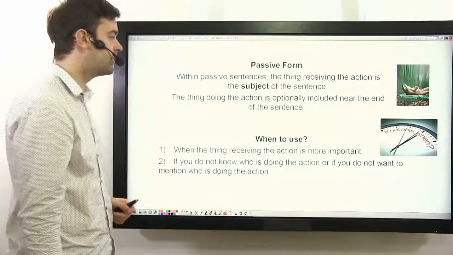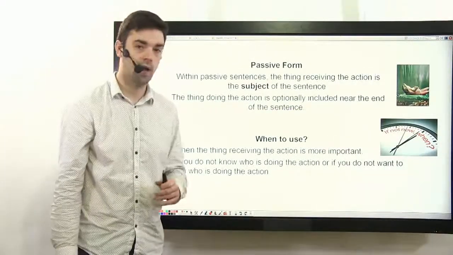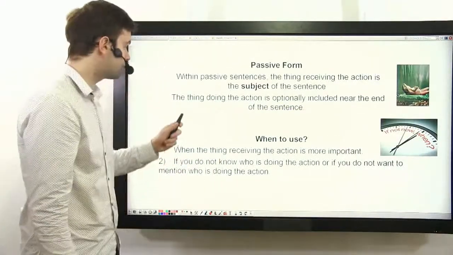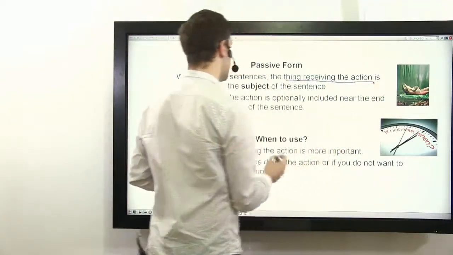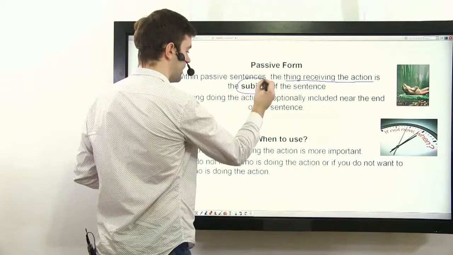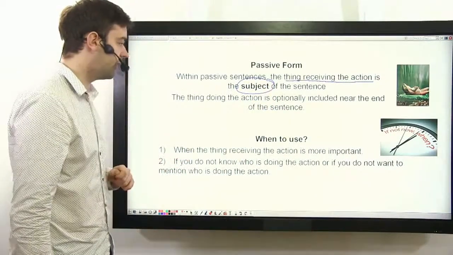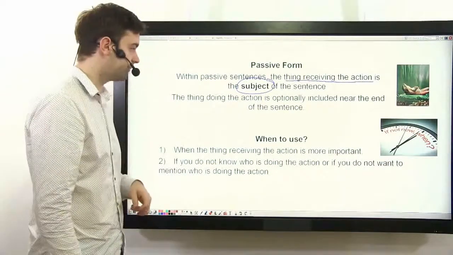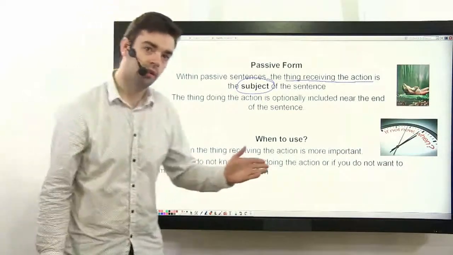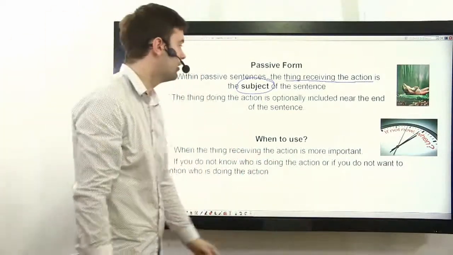So what about the passive form? Well, in the passive form, the thing receiving the action is the subject of the sentence. The thing doing the action is optionally included near the end of the sentence. So it's kind of turned around, switched around.